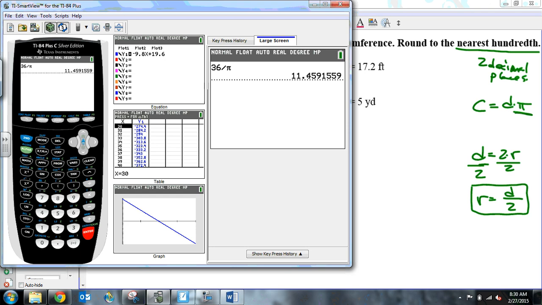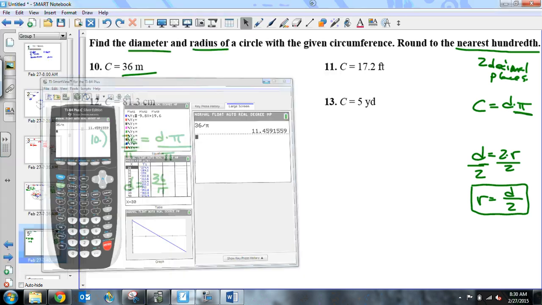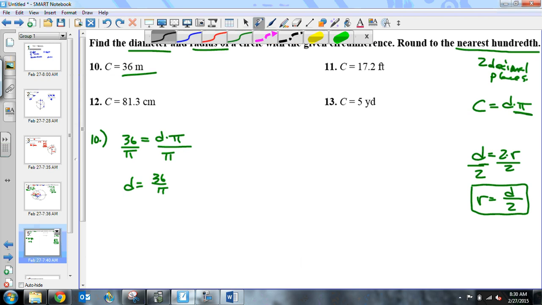And I get 11.45, so 2 decimal places, so that's 11.46. So my diameter here is equal to 11.46, and this is meters. Okay, now what I want to do is it wants me to find the radius.